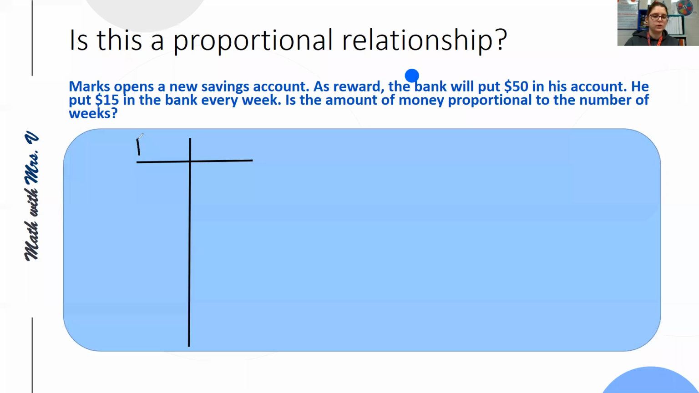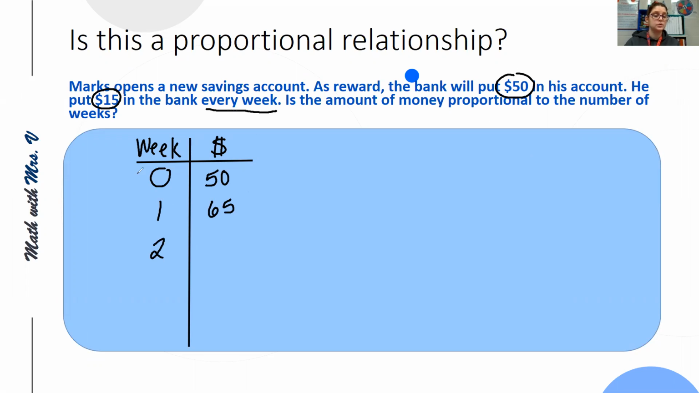Again, we're going to have weeks compared to money. Now, at week 0, Mark didn't start with no money. He started with $50 because they put it in as a reward. So he started out with 50. Then he puts in $15 every week. So after week 1, he's put in $15 and he has $65.